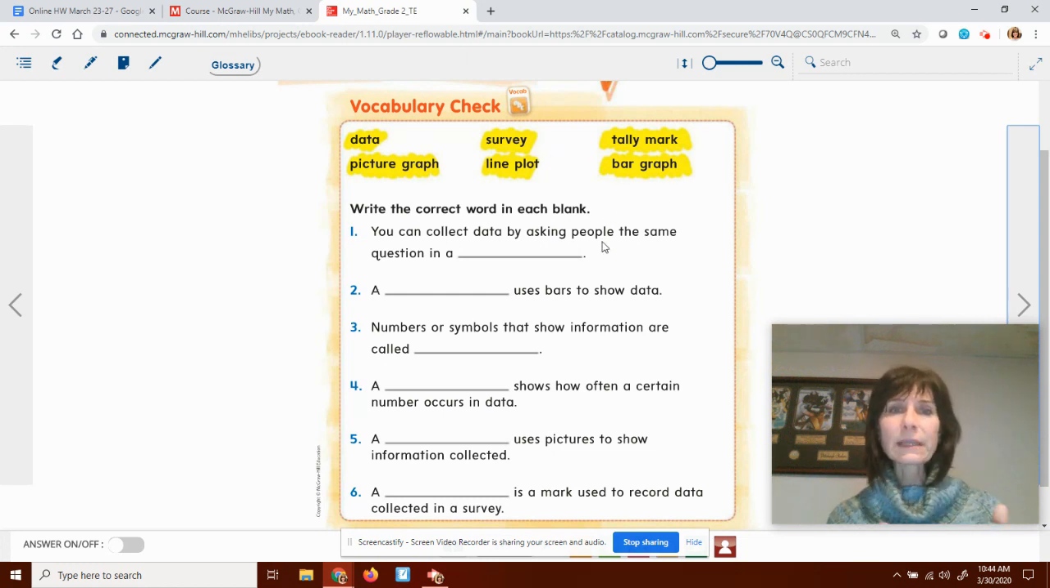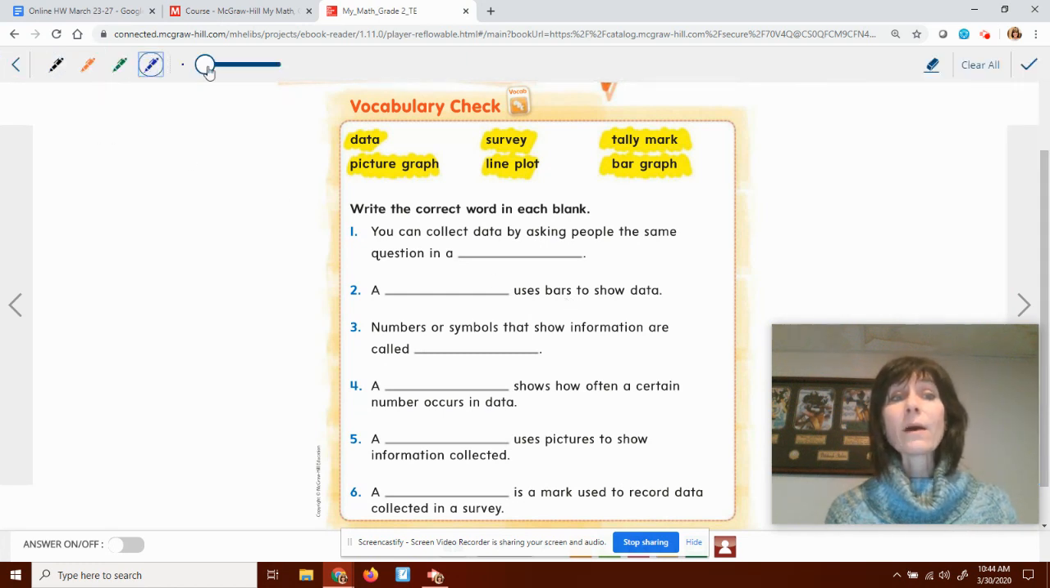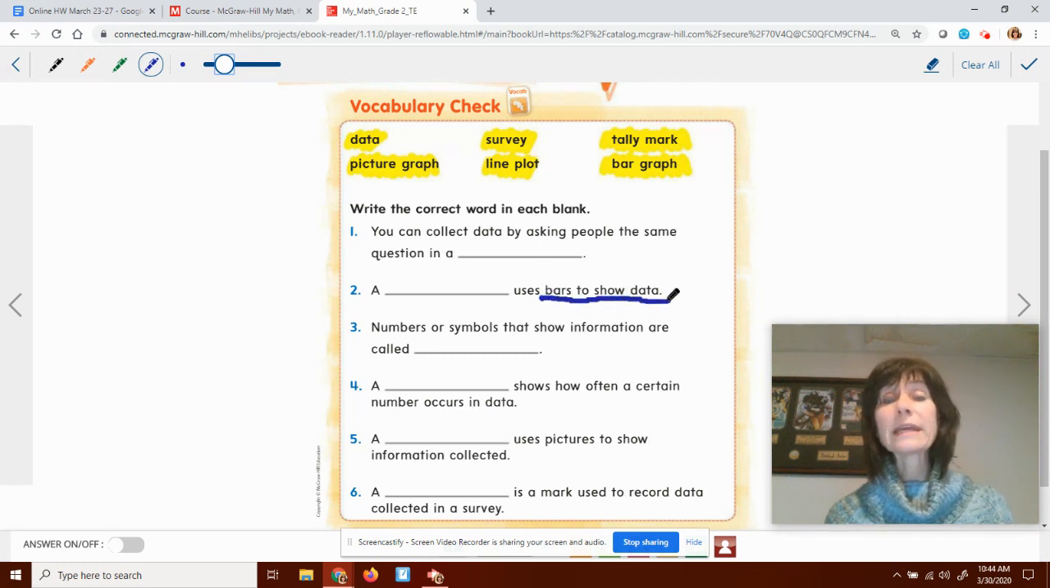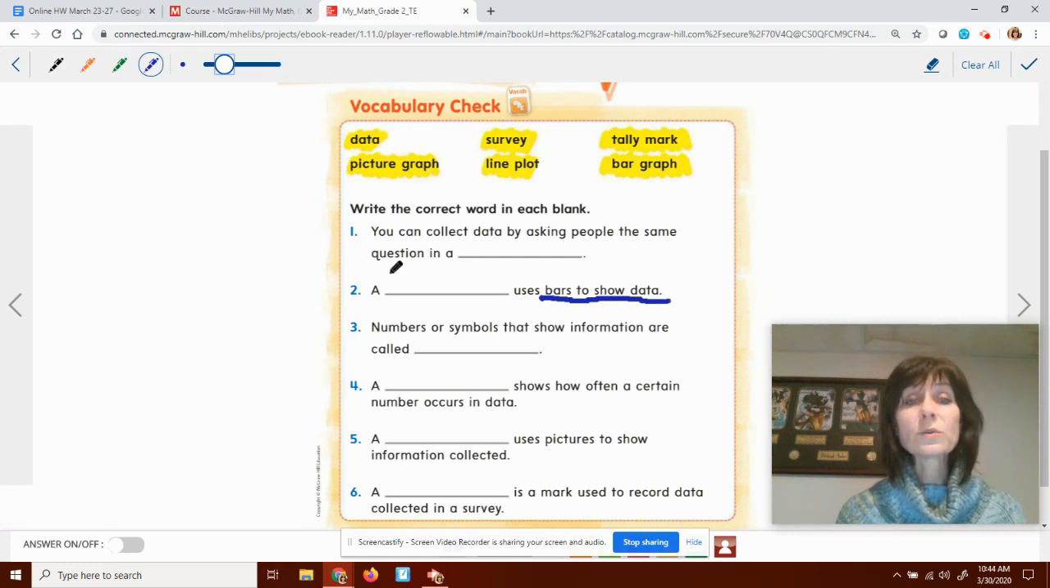Now remember, when you're filling out a vocabulary check, just like anything, I'm going to do the ones I'm absolutely certain of first. And then I'm going to go back and I'll solve the ones that I'm not quite sure about. So let's say we're not quite sure which word would fit best there. Let's go ahead and check out the next one. A blank uses bars to show data or data. Okay, friends, the word bar to show data tells me exactly what I need here. It's going to be a bar graph.